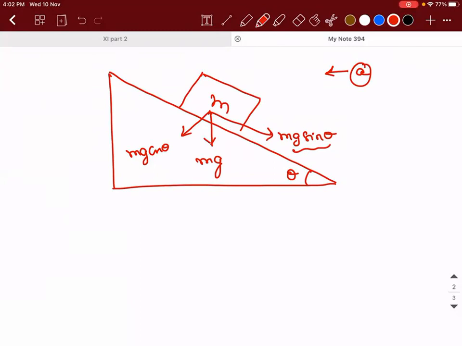Sir, can you resolve a into this? You want me to resolve this a? Yes, sir. Okay. This is theta. Yes, sir. Okay, just give me a minute. I'm getting a call.